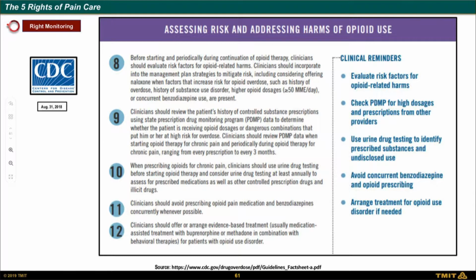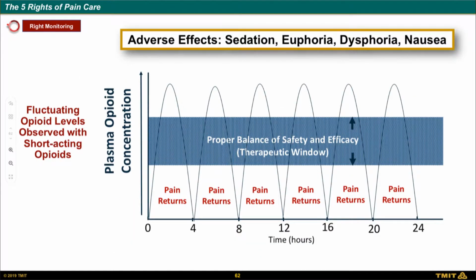In monitoring, we know that people who are on opioids become tolerant to most of the effects of it except for constipation, and you need to be proactive in treating them. But again, if you look at short-acting opioids, you see that there are high doses and then the dosage drops, but you have this picket fence phenomenon. We'd like to pick an appropriate medication, and if people need an opioid, to find a long-acting opioid that will remain within that therapeutic window, giving us a proper balance of safety and efficacy.